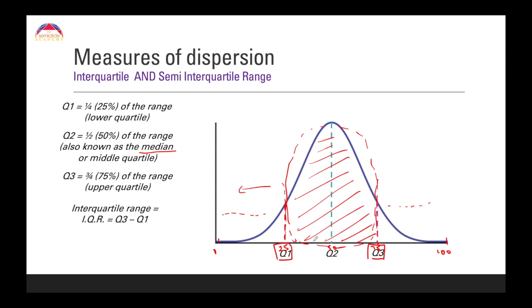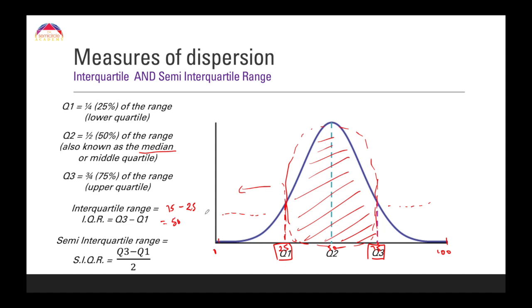So then you also have, and of course the interquartile range in this case would simply be 75, which is the Q3, minus 25. So the interquartile range in this case, 75 minus 25, is 50.